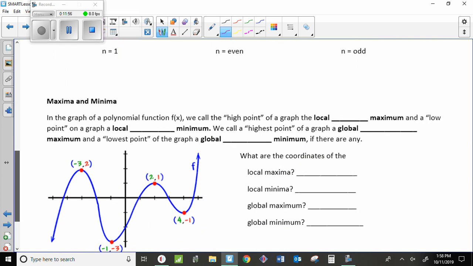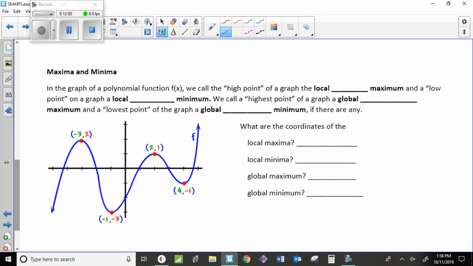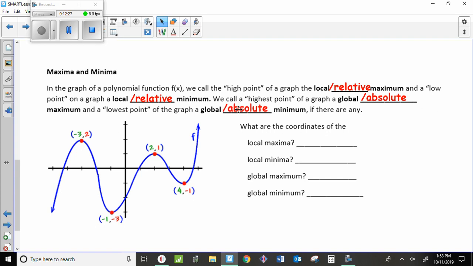And another thing that we need to talk about is the maximum and the minimum of the graph of polynomial functions. In the graph of a polynomial function, we call a high point of the graph a local or relative maximum, and a low point a local or relative minimum. We call the highest point of the graph the global or absolute maximum, and the lowest the global or absolute minimum. So what's the difference between the two? Well, the local maxima and minima are just the highest or lowest in a particular interval of x. It's not the highest or lowest of the entire domain.